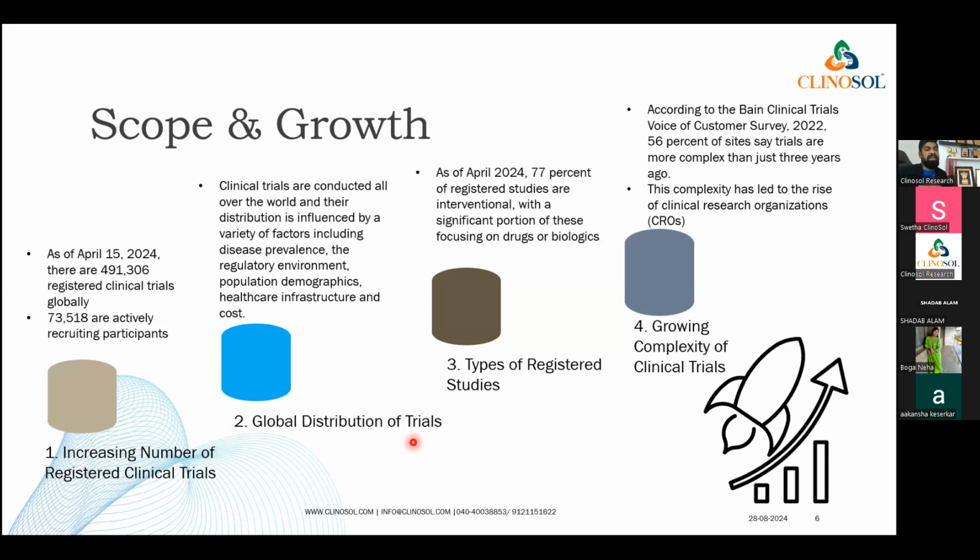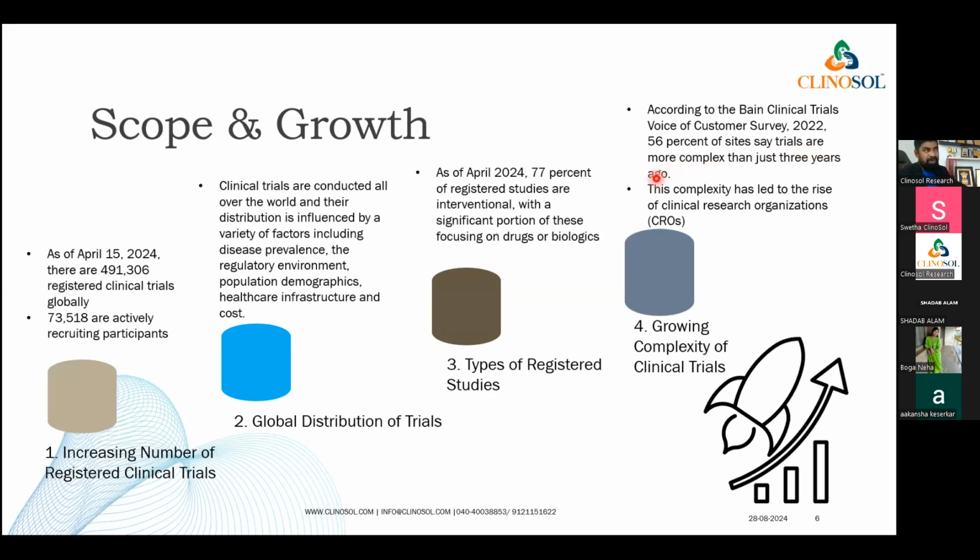Why these jobs are in high demand is because you can work in any part of the country with our trainings or by our aspects. And as of now, 2024, 74% of registered trials are interventional, which are clinical trials on drugs and biologics. And according to the voice of the clinical trials, or voice of customers, surveys, 56% of sites say that trials are more complex than 3 years ago.